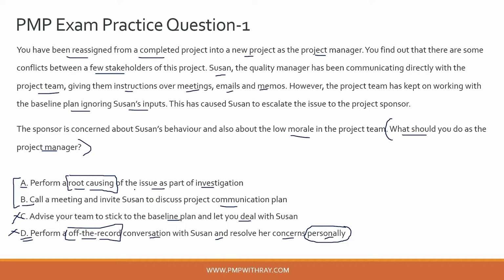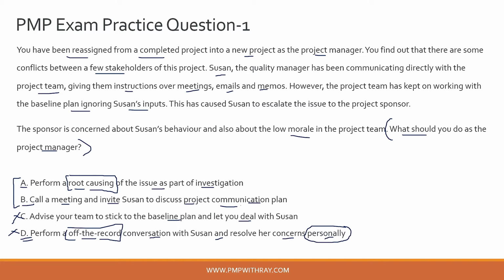Now, if we closely look at option B, guys, calling a meeting and inviting Susan to discuss the project communication plan may not give you the intended results. Okay, now I'll tell you why. Susan may come into the meeting and say, you know what, I have listened to your communication plan, I will try to abide by it as much as possible, but you need to address the concerns I am having, and I feel that your project team is not taking the considerations of quality into your project deliverables. Now, how will you answer that?